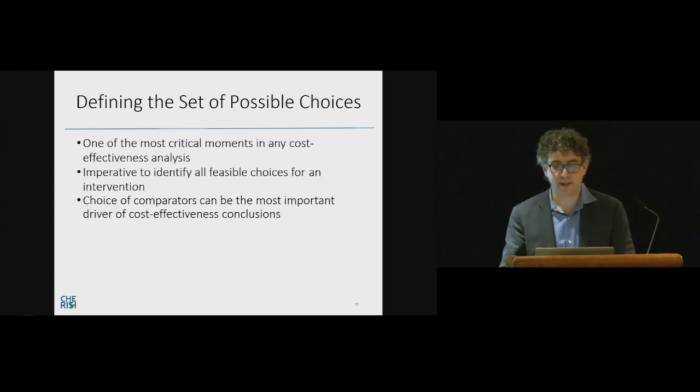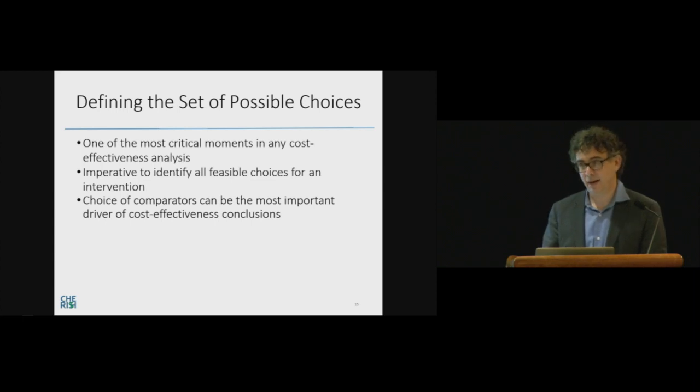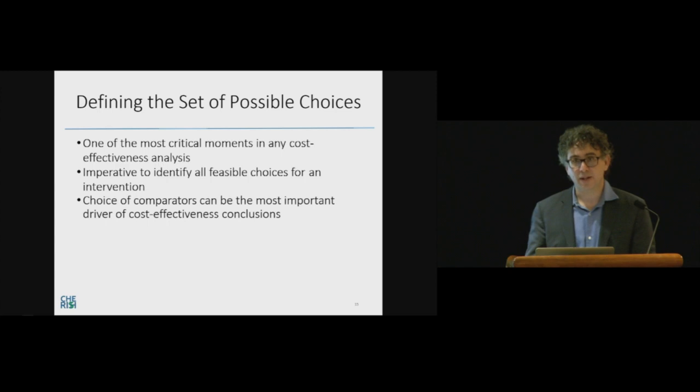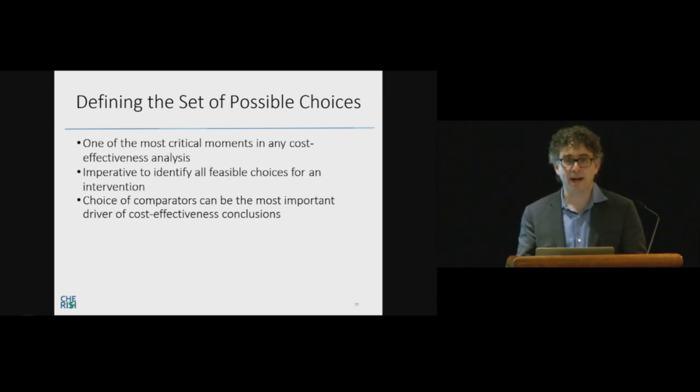So step one is defining the set of possible choices. This might sound obvious that if I'm going to do a cost effectiveness analysis of approaches to managing opioid use disorder or hepatitis C virus, I need to know what the strategies are. And that's true, but really, we need to know what all the possible strategies are. It's critically important that all of the feasible strategies are in the analysis competing with each other. And likewise, it's equally important that nothing goes into that analysis that's totally not feasible and not really a real-world decision. Because ultimately, the choice of comparators in a cost-effectiveness analysis can be the most important driver of the cost-effectiveness conclusions. Right? So what we put into the analytic space to compete with each other matters a lot.